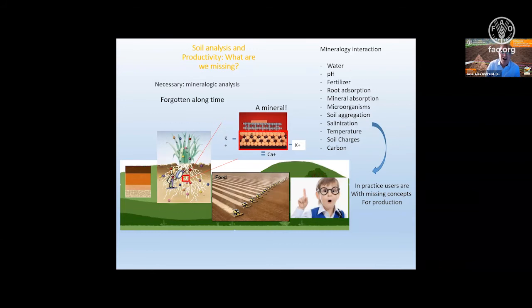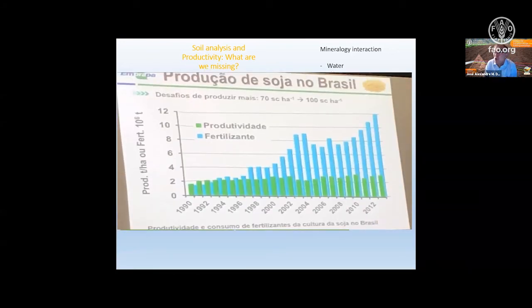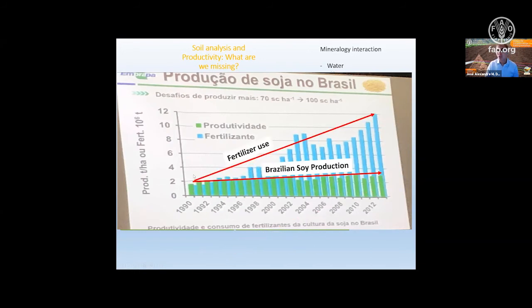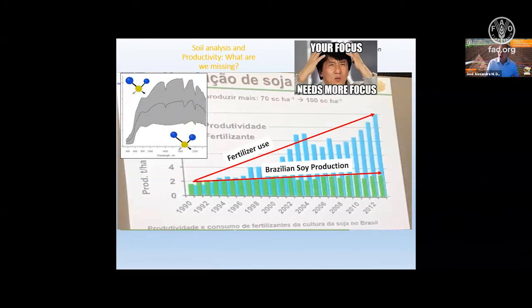So mineralogy was forgotten because it was a very difficult thing to do in the past, but now we can do it with spectroscopy. Look at this graphic here in Brazil. For grains, for soy, this is the production along the years, okay? And this is the use of fertilizers along the years. Why is this happening? This is happening despite a lot of variables, because we still need more information about what's happening in the roots and in our soils before putting all of this in practice. And mineralogy can reach this.